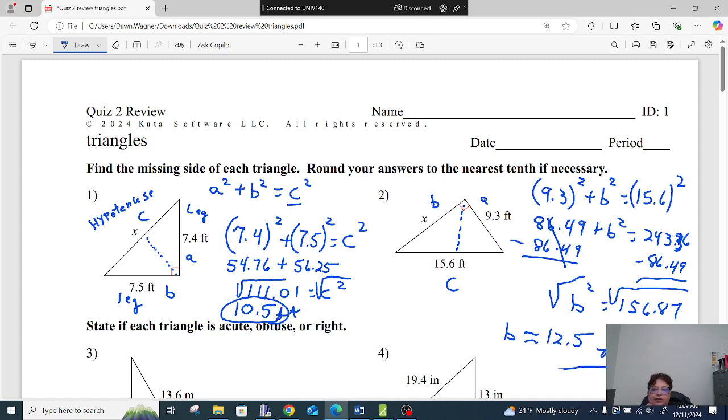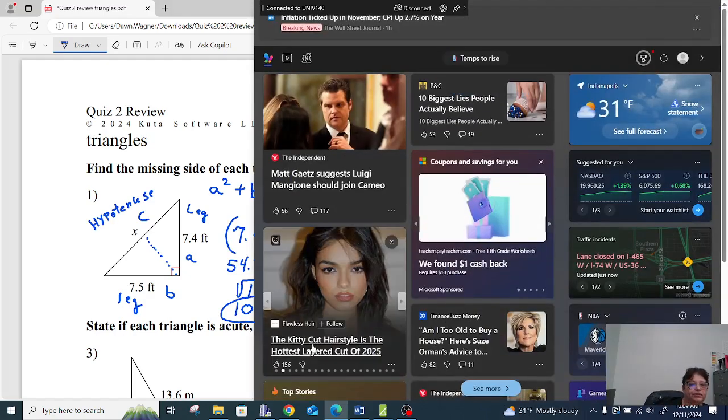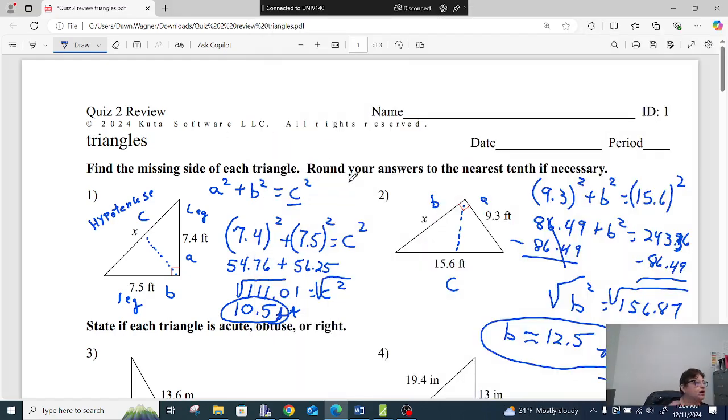Okay, let's talk about when I know when to add or subtract. Put some notes on your review. You add when you're given the two legs. The two legs are the ones that make the right angle. You subtract when you're given a hypotenuse and a leg, because the hypotenuse always has to be the longest side.